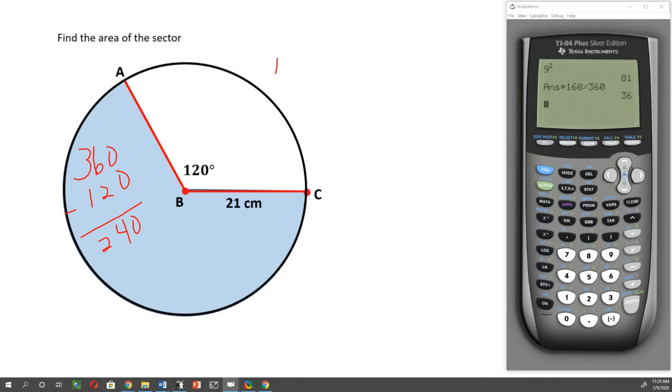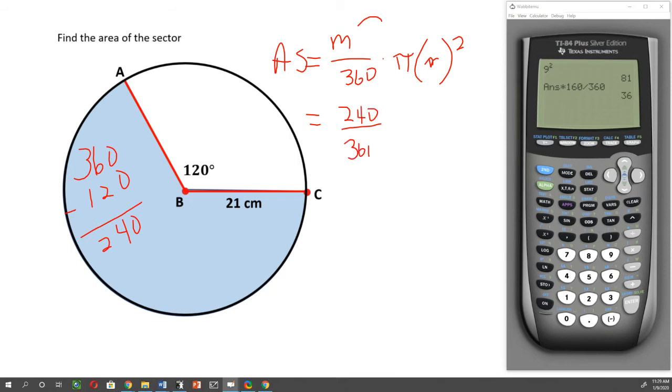And so we're going to go to our formula. Measure of the arc divided by 360 times pi times the radius squared. So our arc is 240 divided by 360 times pi times the radius. Our radius in this case is 21. And so that's squared, just like the last problem.